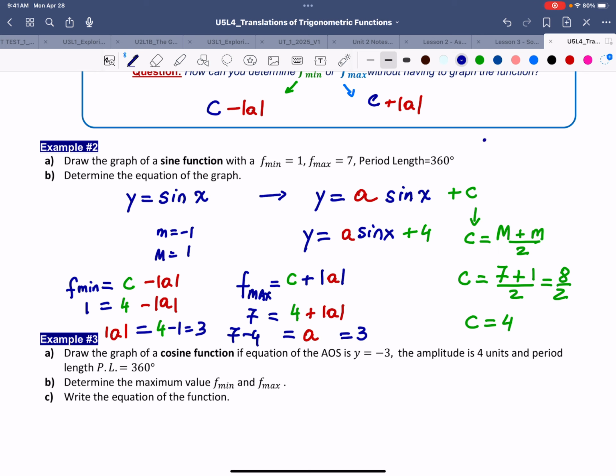So one of the equations in this case that we can form is y equals 3 sine of x plus 4. So 3 will be the amplitude and 4 will be the vertical translation. Now, in our case, the period length is 360 degrees, same as the basic function, which means that we have the basic sine function right here. And this would be the equation of the function.